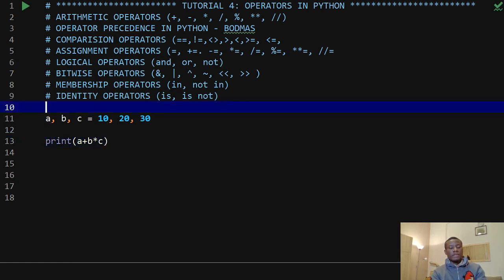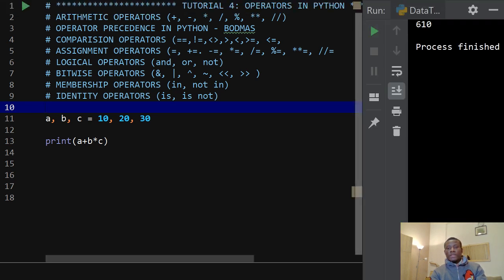So what is going to come out? We have 10 plus 20, which is what? 30. 30 times 30, 900. Let's see. So we got it wrong. Why? The reason is because multiplication has higher precedence. So what actually happens? We have B times C, 600, plus A, 10.